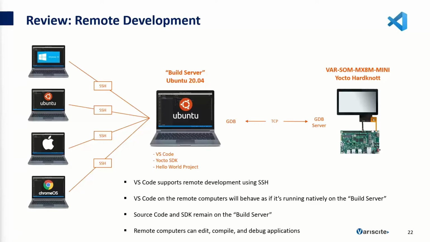So looking at this picture, again, we have the Variscite MX8 Mini on the right. It's connected to our build server in the middle, which is running Ubuntu 20, and has the Yocto SDK and source code and all the other dependencies for building. And then on the very left, we can connect to the build server using, for example, a Windows computer. And when we do this, VS Code will open a new perspective and behave as if it's running native on the build server. So this means we can edit, compile, and even debug applications remotely from any operating system that supports VS Code and use the resources and SDK on the build server to compile the application.